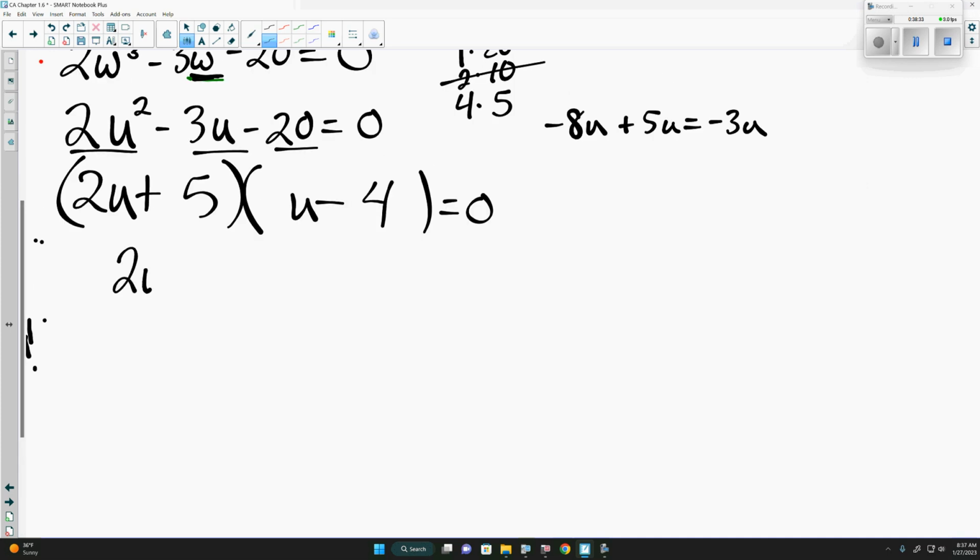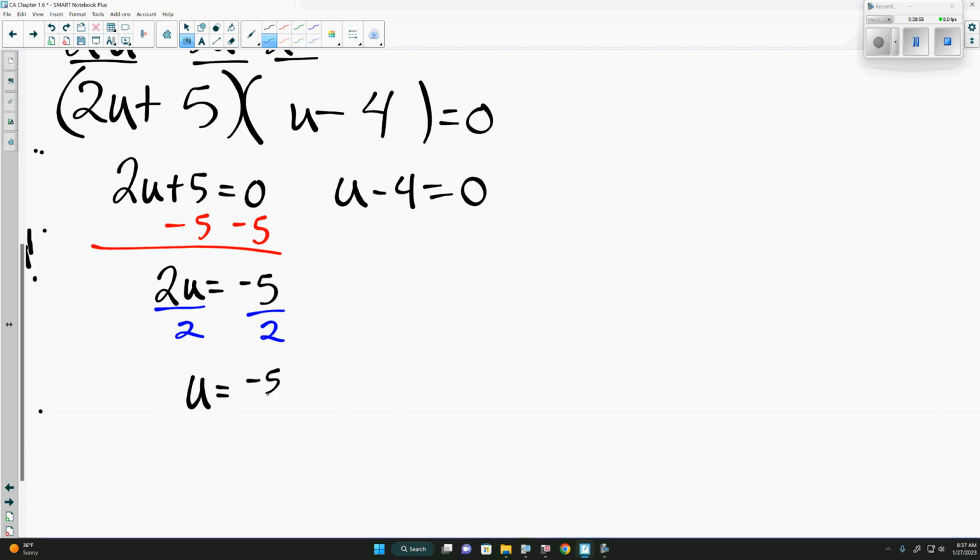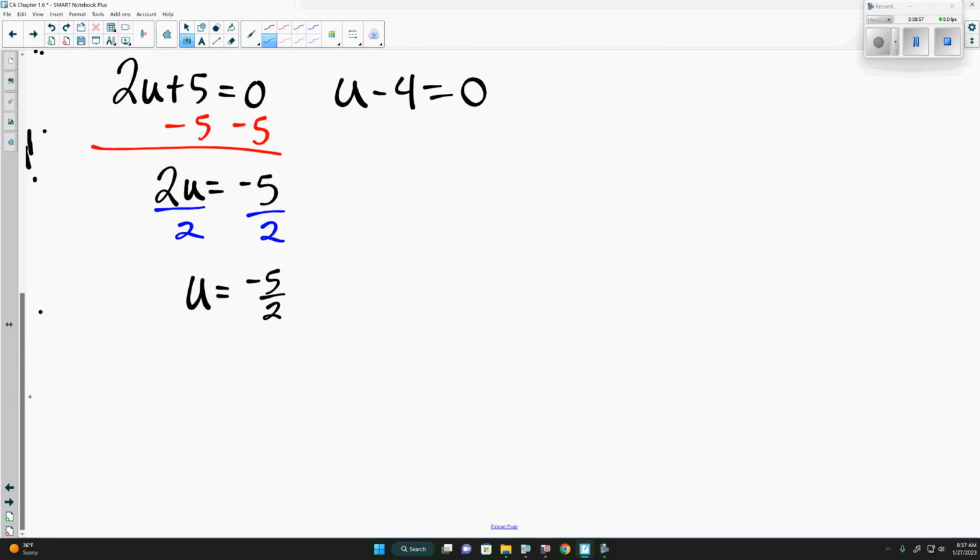So it's telling us that 2u plus 5 is 0, and u minus 4 is 0. And we just have to solve from here. Minus 5 from both sides tells us that 2u is equal to negative 5. Divide by 2. Tells us u is equal to negative 5/2. We can do a similar thing with the other side. We can add 4. Tells us u is equal to 4.